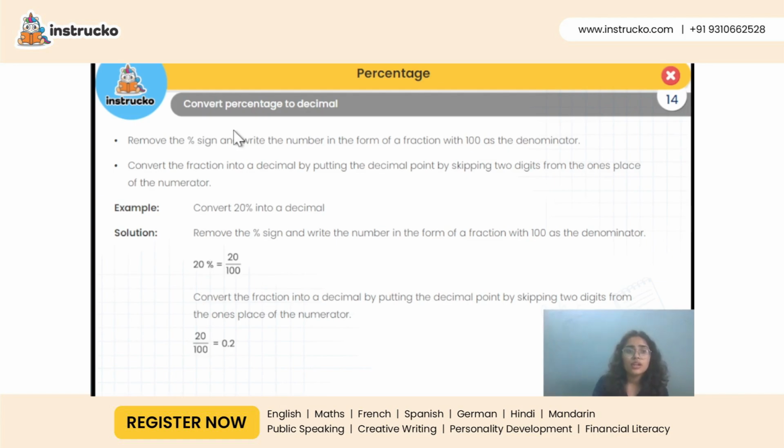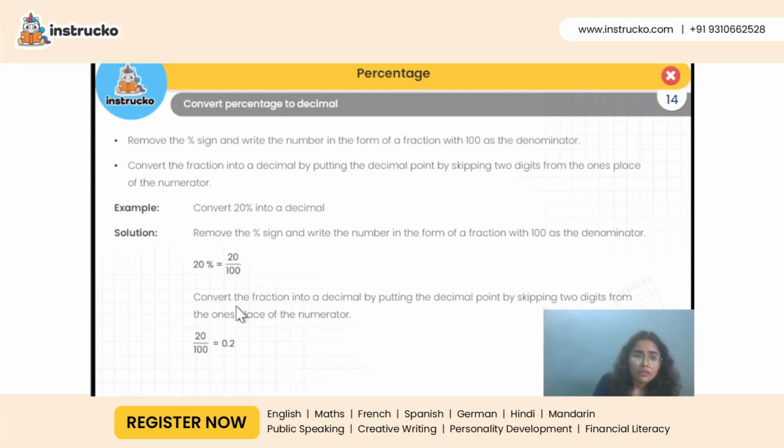Basically, how to convert percentage to decimal. So again, two simple steps. If someone asks you to convert 20% into a decimal form, what you do is you remove the percent sign and write the number in the form of a fraction with 100 as the denominator. So you remove the percent sign and you write the number in the form of a fraction with 100 as your denominator. We did that.